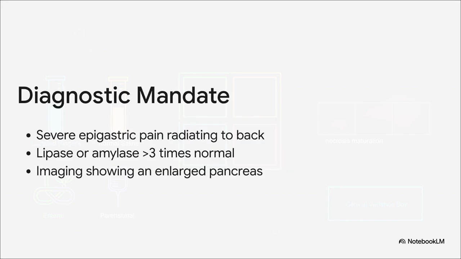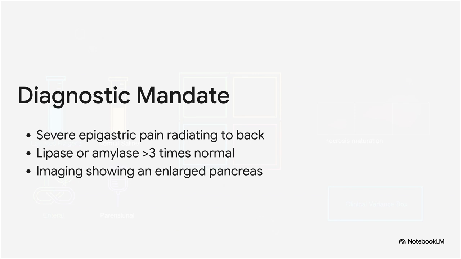This brings us to the 2 of 3 diagnostic mandate. Clinical pathways strictly require confirming exactly 2 of these 3 absolute parameters. First up, that characteristic severe epigastric pain that classically radiates straight to the back. You know, the kind that often improves when the patient sits up and leans forward. Second, the lipase or amylase elevation we just talked about, greater than 3 times the normal limit.